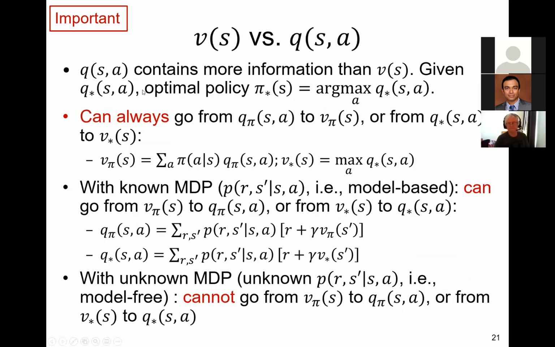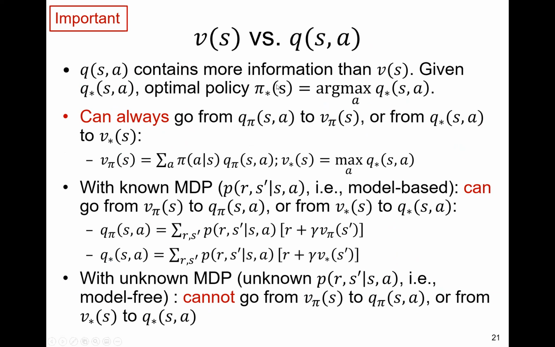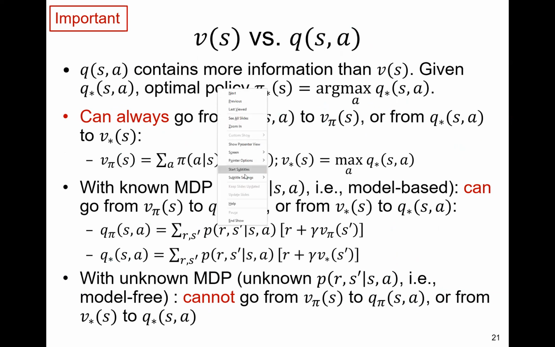So the Q(s,a) contains strictly more information than V(s). Given Q*(s,a), the optimal Q value function, the optimal policy is a simple greedy policy of argmax over a. So take the a that maximizes the Q*. So you can always go from Q^π(s,a) to V^π(s), or from Q*(s,a) to V*(s).